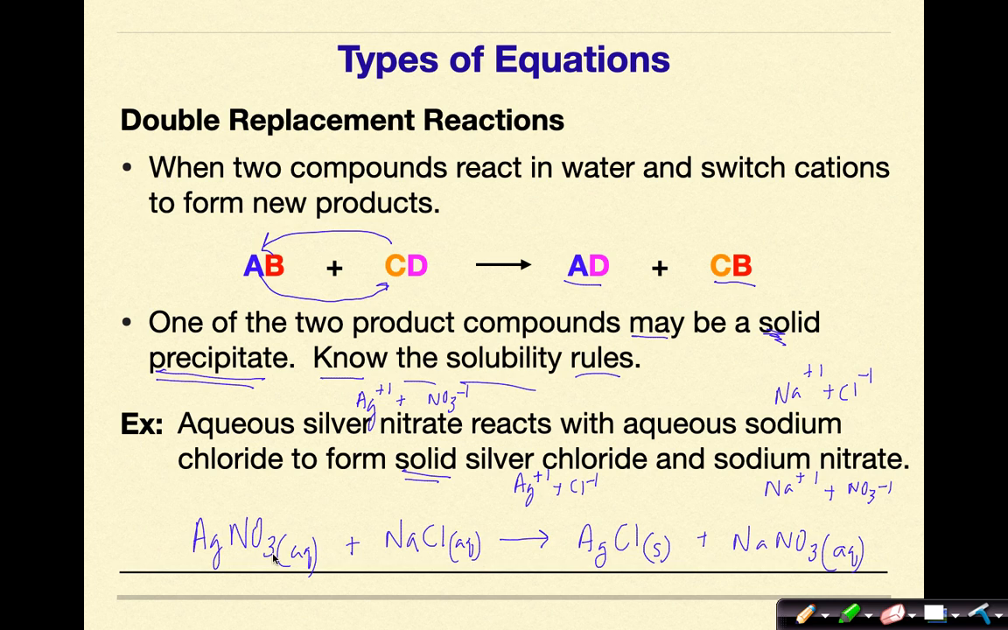We have 1 nitrate on the left side and 1 nitrate on the right side. 1 silver on the left, 1 silver on the right. 1 sodium on the left, 1 sodium on the right. 1 chlorine on the left and 1 chlorine on the right. All coefficients of 1 in this example of a double replacement reaction. Two reactant compounds, typically both aqueous. Two product compounds. Oftentimes, one of the two product compounds in a double replacement reaction is a solid precipitate. Not always, but oftentimes there is a solid precipitate product compound in a double replacement reaction.